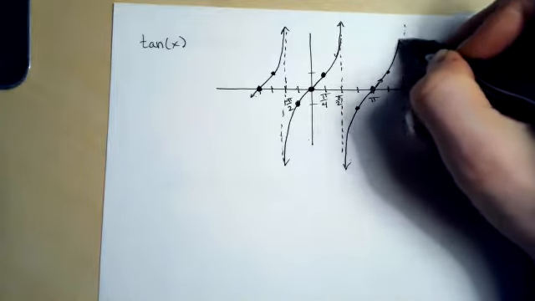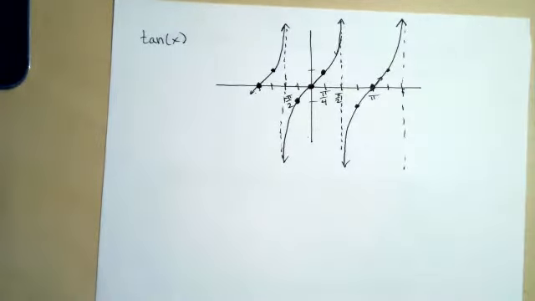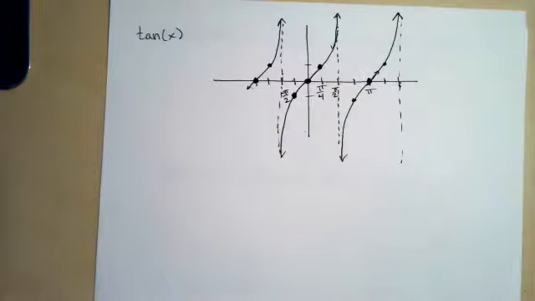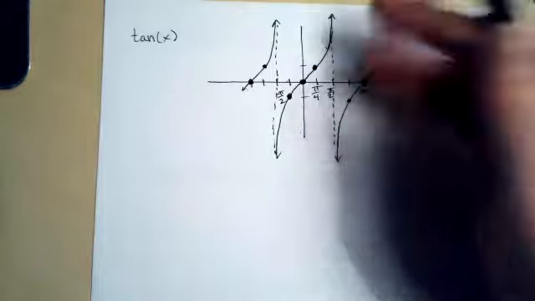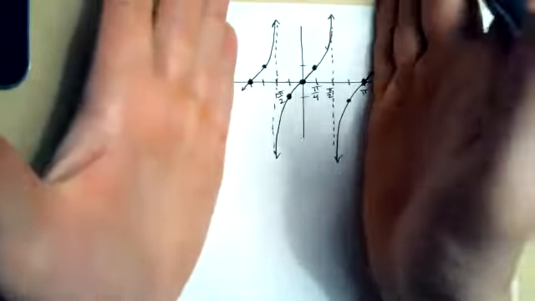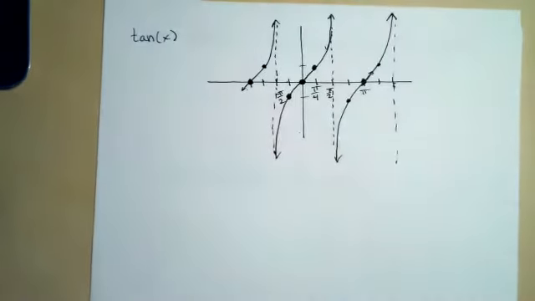Tangent, just like sine and cosine, I'm going to keep repeating that same pattern. And you can do as many as you like. Usually we like to see at least 2 periods. So this middle one is 1, and just because it's centered in the middle, those other 2 halves count as 1.